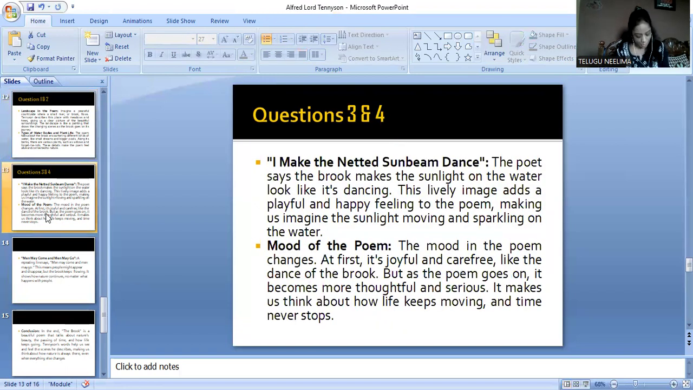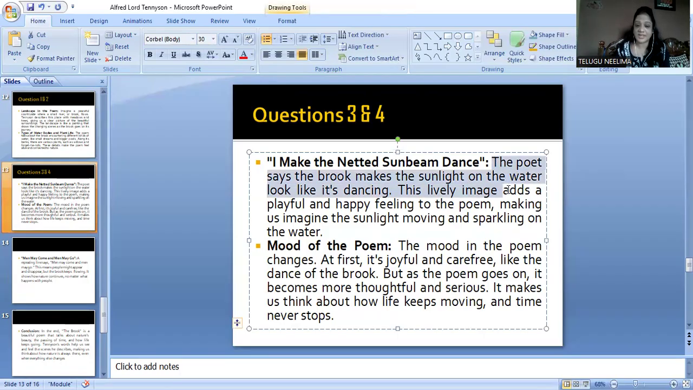Questions 3 and 4 from the same page 44. Explain the line, "I make the netted sunbeam dance." So here it is very clear that the poet says the brook makes the sunlight on the water look like it's dancing. So this is something where you can talk about this particular point.